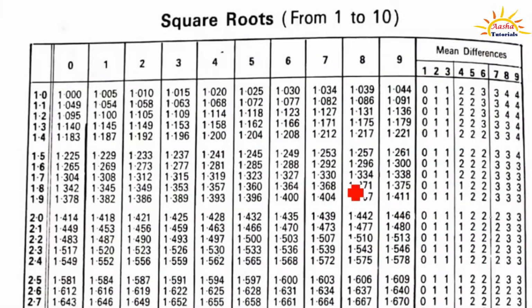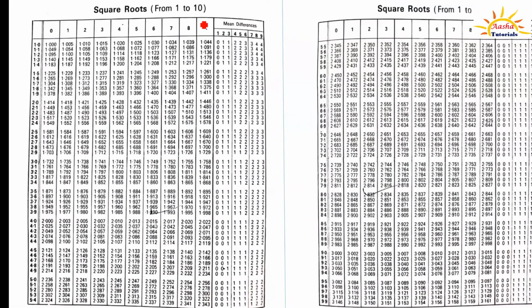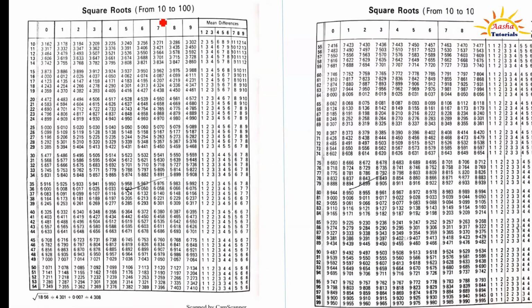And similar to that, we have square roots from 1 to 10. In this particular page it is given from 1 to 10. And next to that you find square roots given for the remaining numbers, that is from 10 to 100. How to use this, we will see with suitable examples in later sessions.